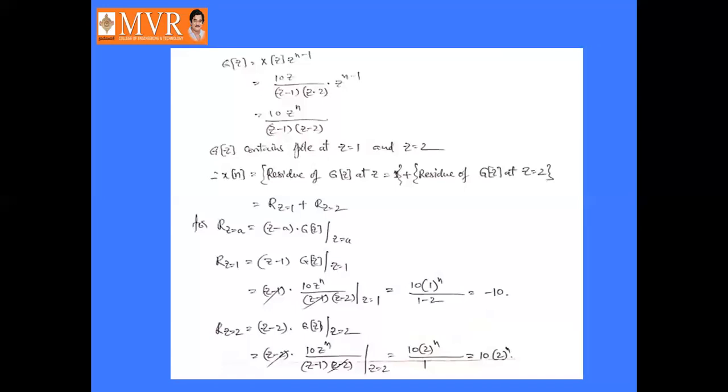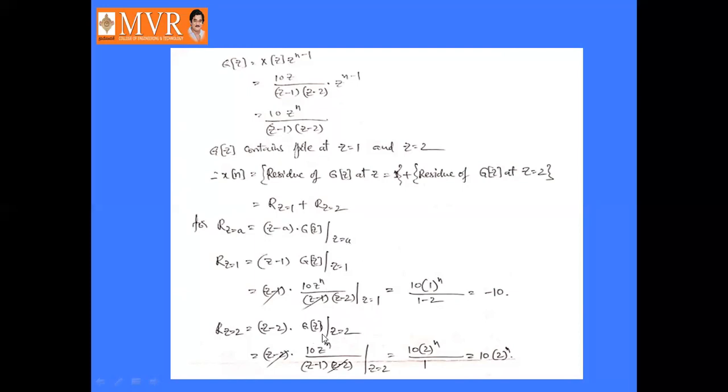So G of z contains poles at z equal to 1 and z equal to 2. Therefore, x of n is obtained as the residue of G of z at z equal to 1 plus the residue of G of z at z equal to 2, at the 2 poles. So the residue of G of z is nothing but R at z equal to 1 plus R at z equal to 2. For R at z equal to a, it can be obtained as (z minus a) into G of z, at z equal to a.